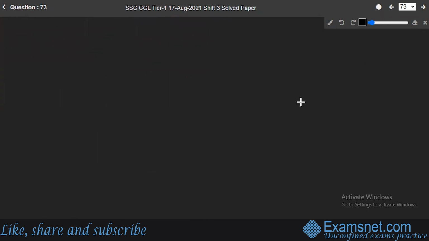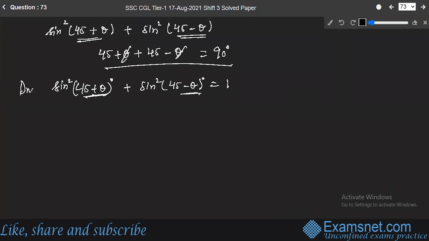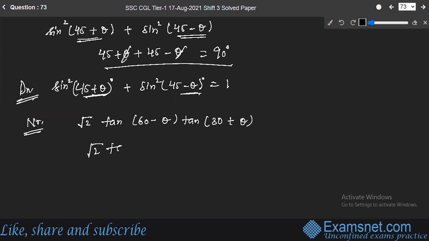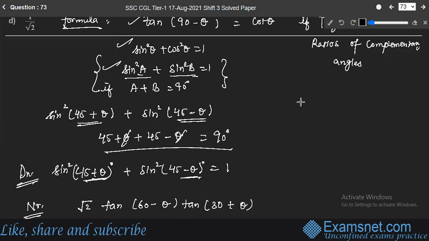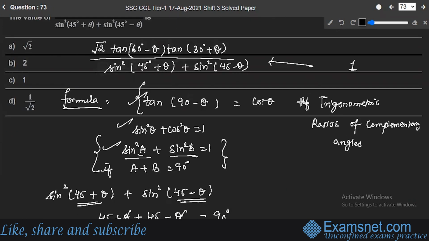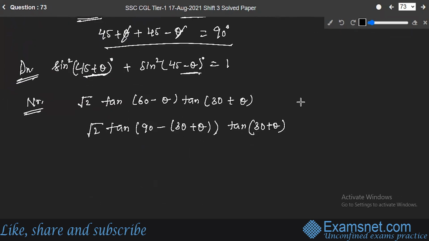Let's write down what the numerator was. I'm taking the numerator now. That was root 2 tan (60 minus theta) tan (30 plus theta). Now this 60 minus theta can be written as 90 minus (30 plus theta). Can I write 60 minus theta like this? Yes, I can. Why am I doing it so? Because I want to use the trigonometric ratios of complementary angles concept. You will soon come to know.